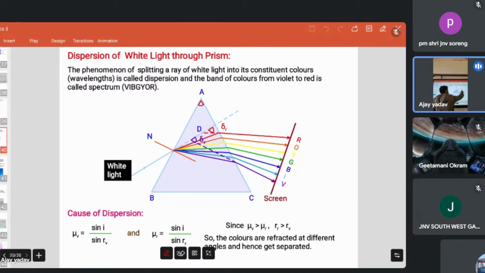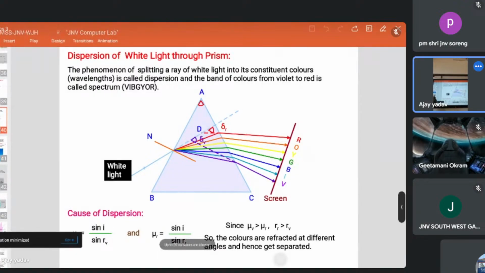This is the deviation in red color. This is the deviation in violet color. So for violet color, deviation is most, and for red color, deviation is least. For red color, wavelength is maximum. For violet color, wavelength is minimum. Okay, so this is the deviation.